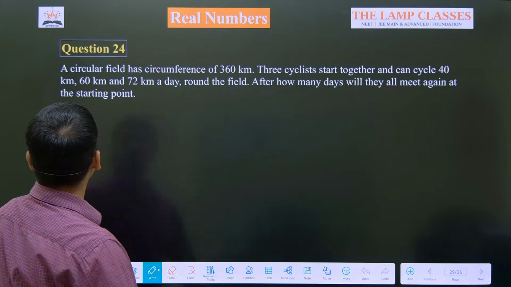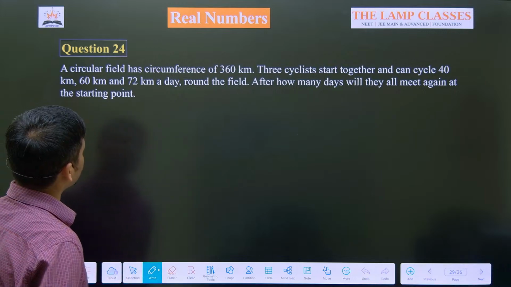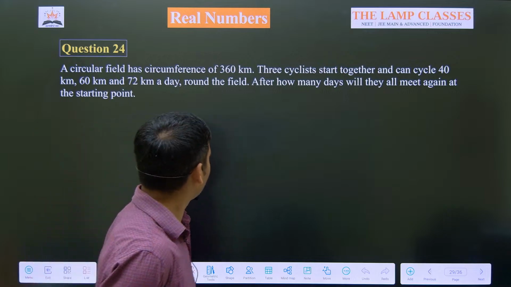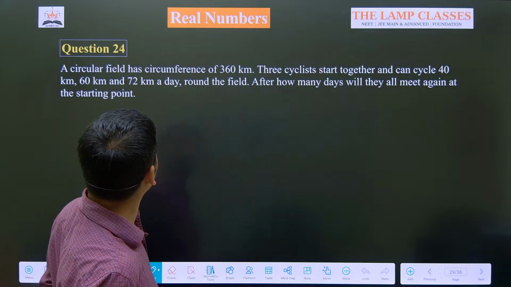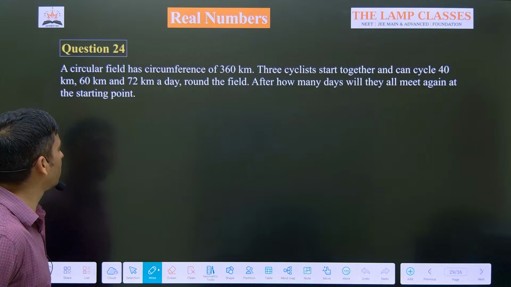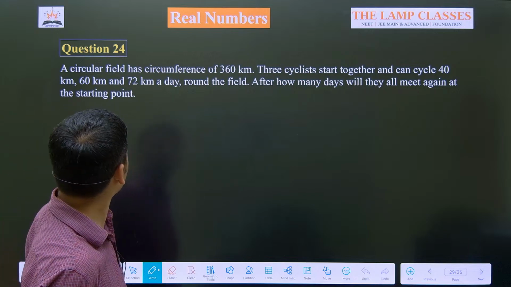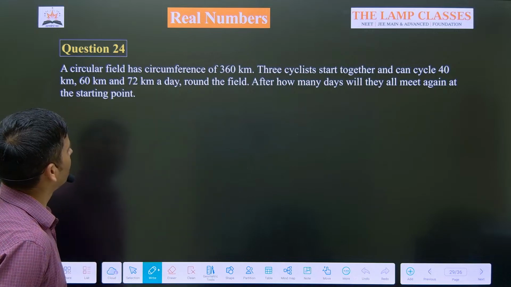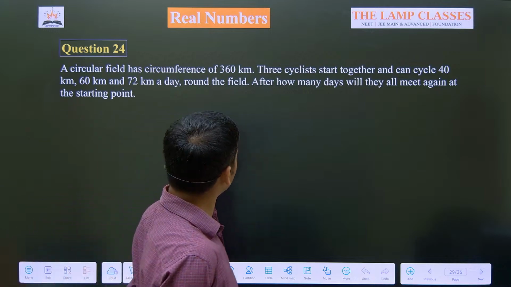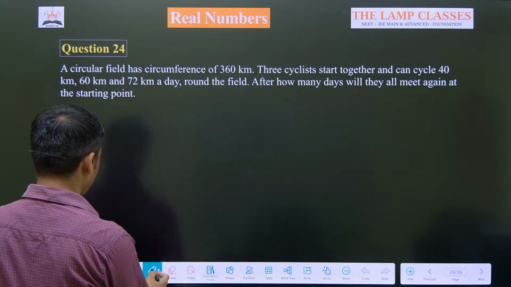Okay, I think now you all must have done. A circular field has a circumference of 360 kilometers. 3 cyclists start together and can go 40 kilometers, 60 kilometers and 72 kilometers a day. After how many days will they meet again at the starting point, right?